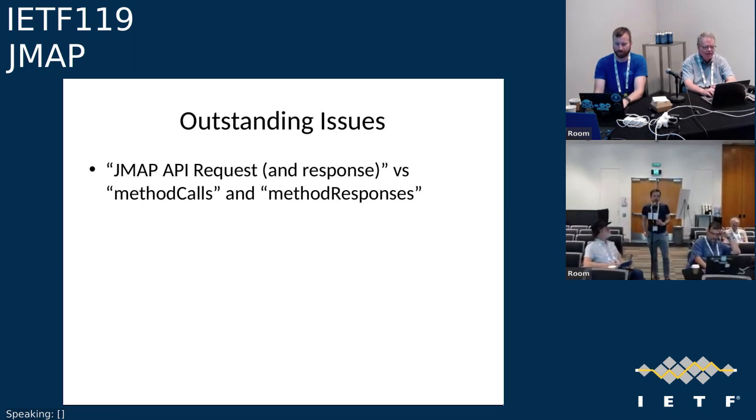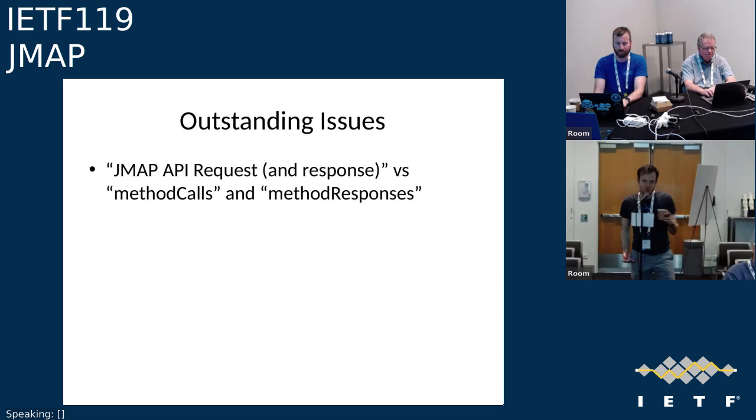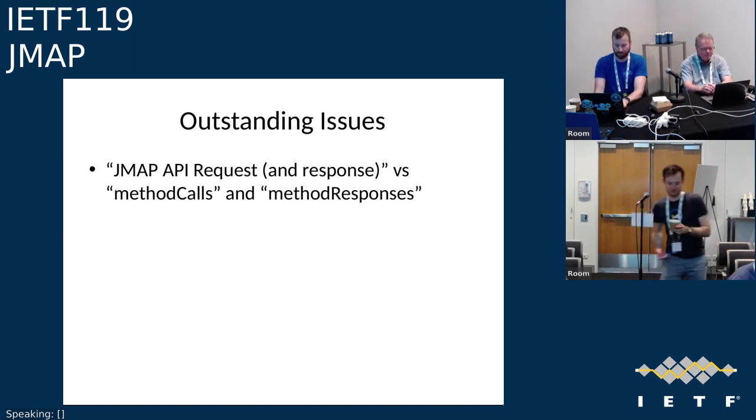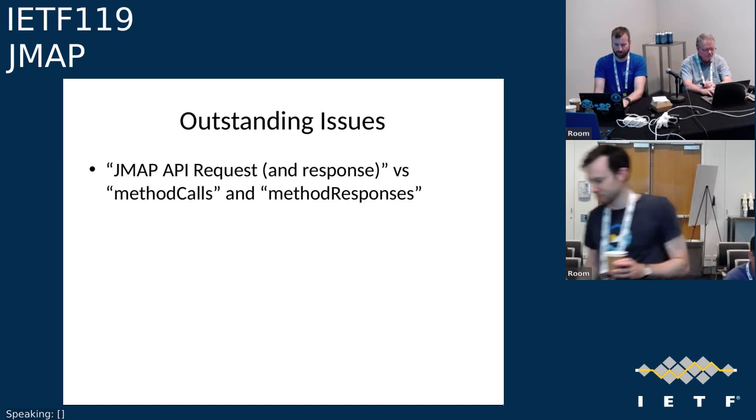Sorry. I'll have to have a look at the spec, see where it was again, but JMAP API request with the capital R would be the object, including all those extra properties, because that's what that object's called. If it's just method calls, then that would just be the array of method calls. Okay. So whichever one of those it is, use the right one. All right, thanks. I think that's pretty much the last slide.